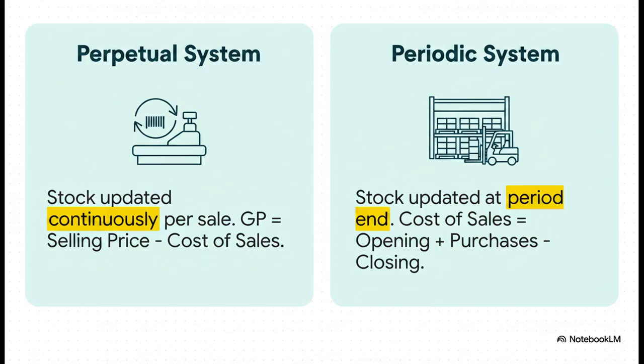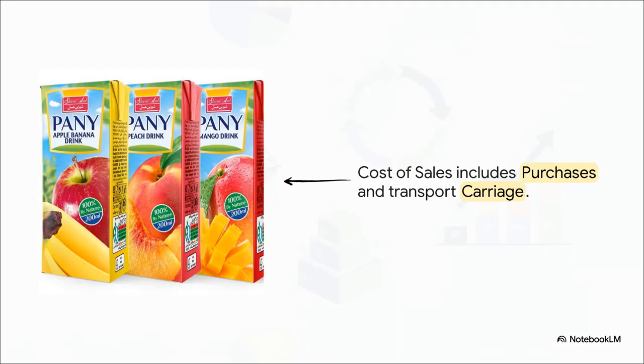Tracking every atomic unit instantly as it leaves the store is nearly impossible. So instead, they calculate the bulk cost later by taking what they started with, adding what they bought, and subtracting what's left. Let's look a little closer at how you calculate cost of sales in that periodic system.